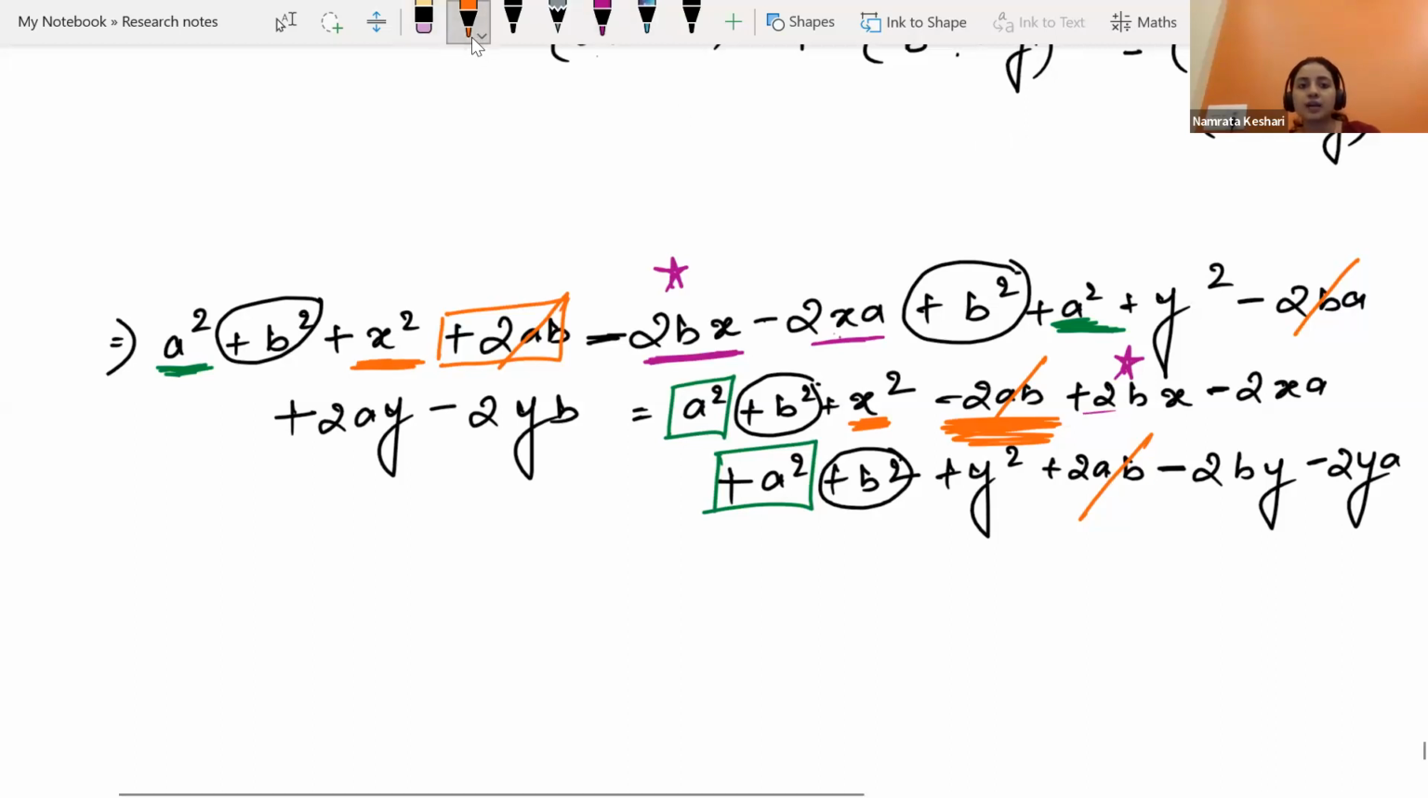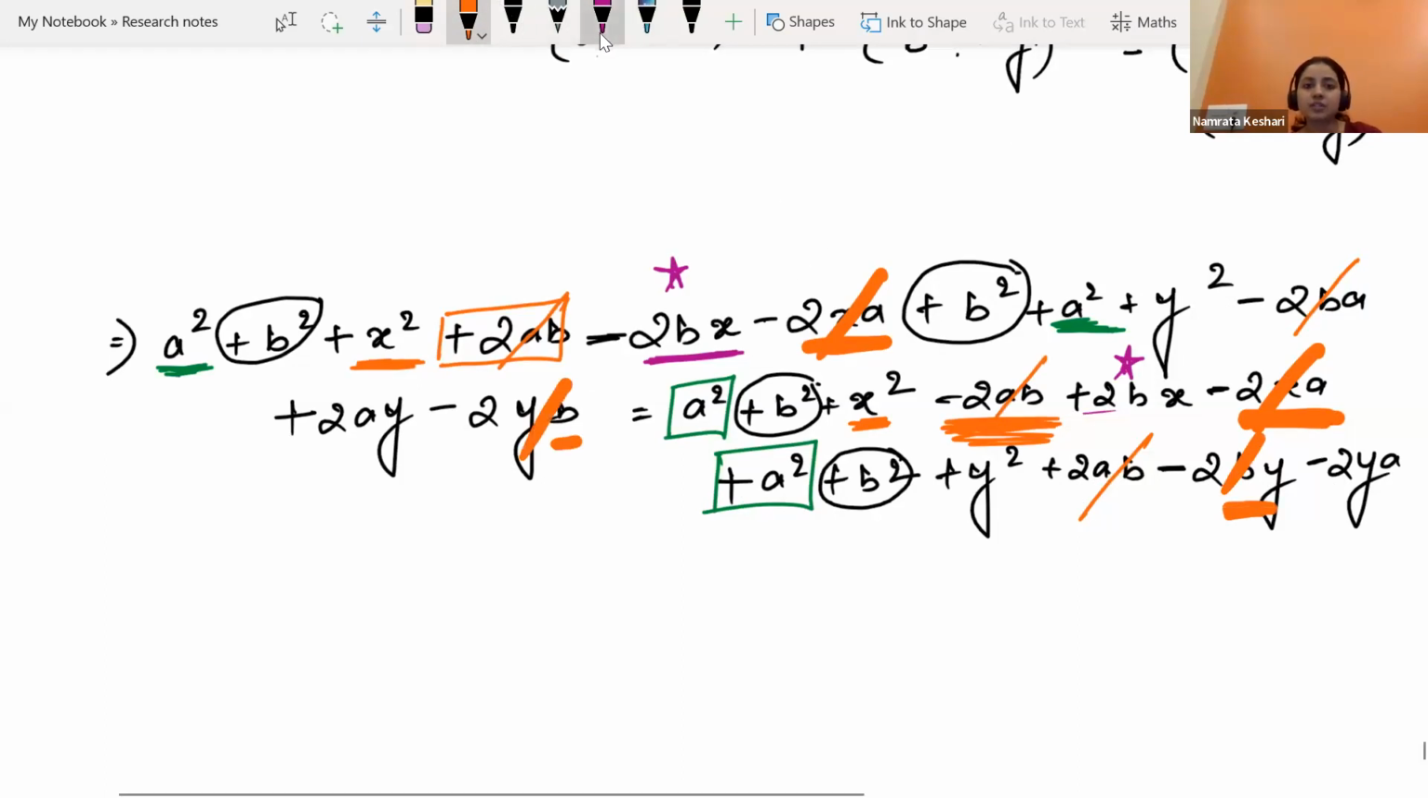Yes. Let's cancel 2xa out. Now on this side we have 2ay and 2yb also. 2ay is there on the other side, but it is minus, so we will not cancel. Minus 2yb is there, and there also minus 2yb is there. Can you see this one and this one? Let's cancel them out. So what are we left with?